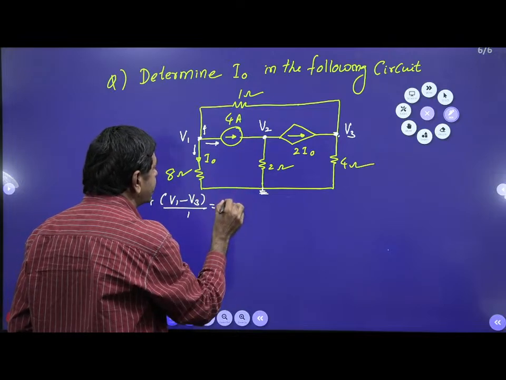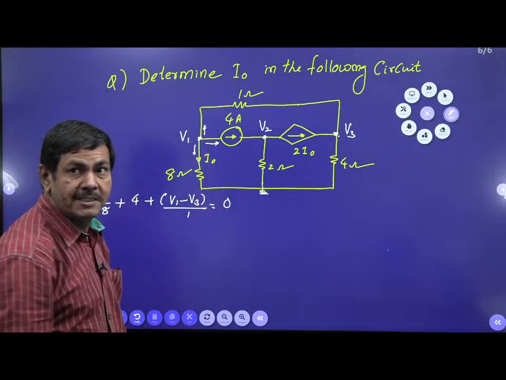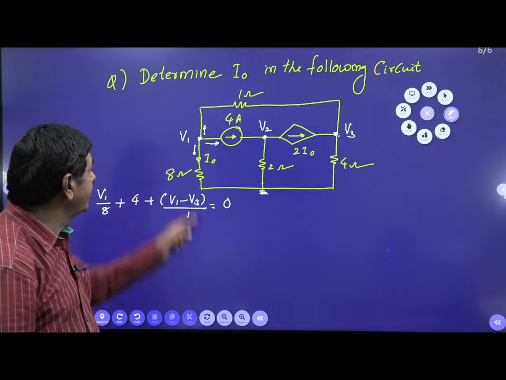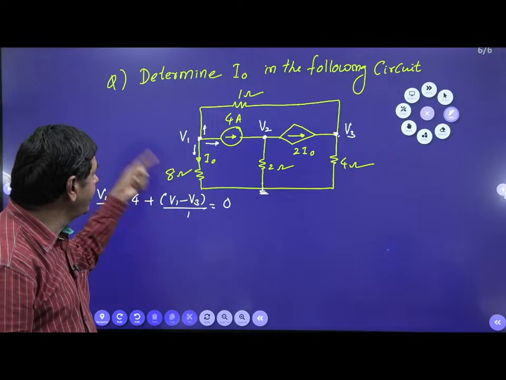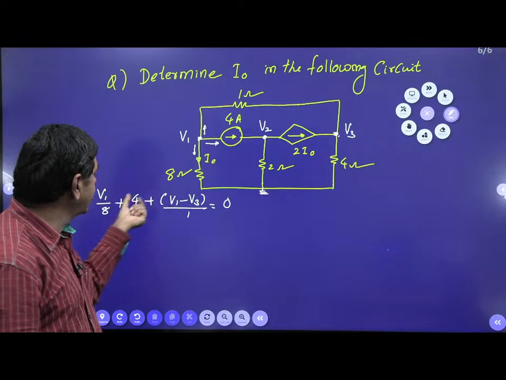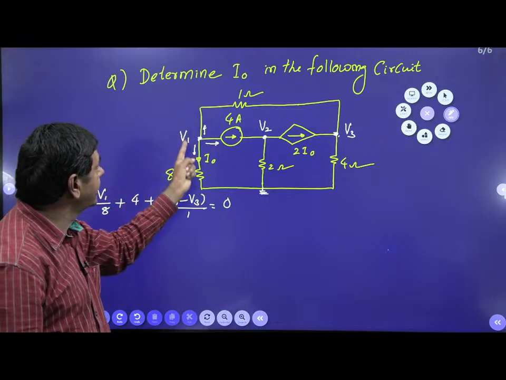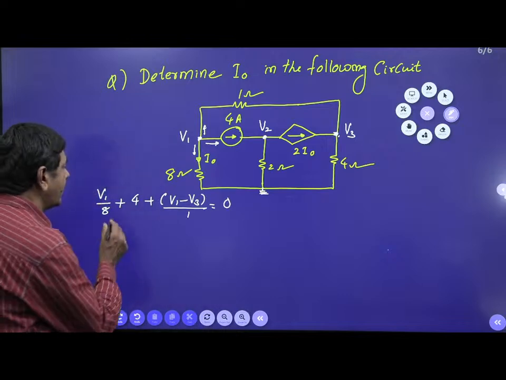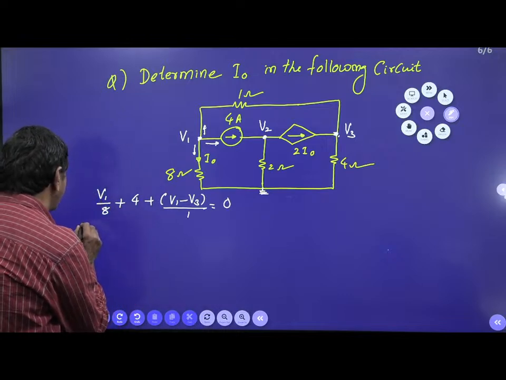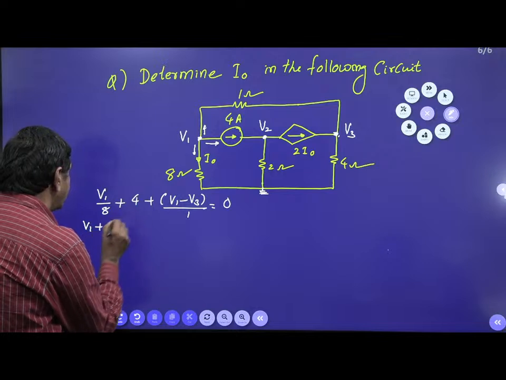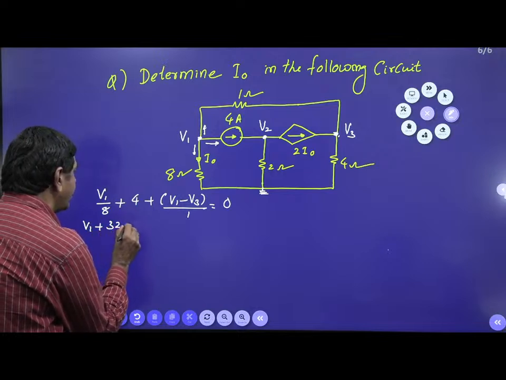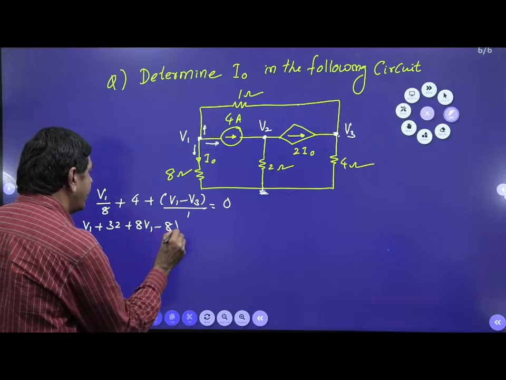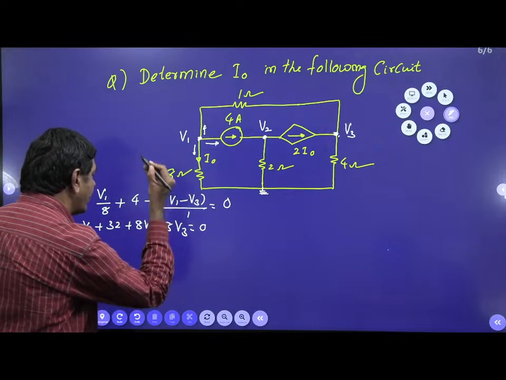Summation of all the currents equals 0, we know. Catching my point now. This current is V1 by 8 that I have taken, this current is the 4 amperes, and this current is V1 minus V3 by 1. But I want to form an equation here. What LCM? 8 is the LCM. V1, 32, 8V1 minus 8V3. That equals 0 into 8, 0.